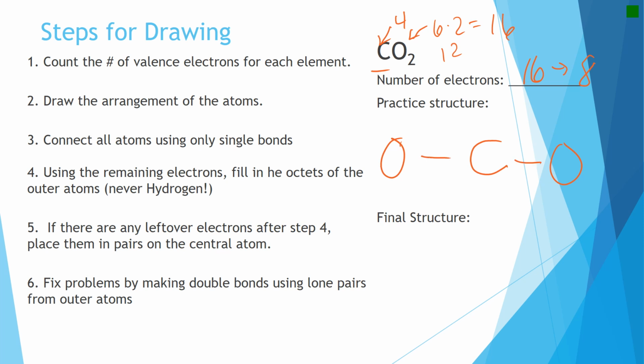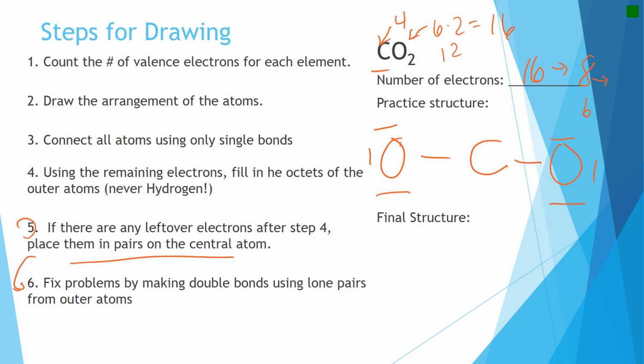Okay, now using the remaining electrons, fill in the octets of the outer electrons. So I have 8 lines, so I have 6 more that I can do. So I'm going to do 1, 2, 3, 4, 5, 6. So all my oxygens are happy. The problem is there are no leftovers, so I can't place any lone pairs on that carbon. So I'm going to skip to number 6.